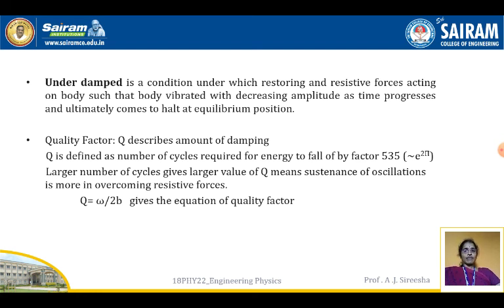With the help of this, we define a quality factor Q. Q describes the amount of damping. Q is defined as the number of cycles required for energy to fall off by a factor of 535, that is approximately equal to e to the power of 2 pi. The larger number of cycles gives a larger value of Q, meaning sustenance of oscillations is more in overcoming the resistive forces. Q is given by omega by 2b, which is nothing but the equation of the quality factor. So a larger value of Q means sustenance of oscillations is more in overcoming the resistive forces. So Q is equal to omega by 2b, gives the equation of the quality factor.